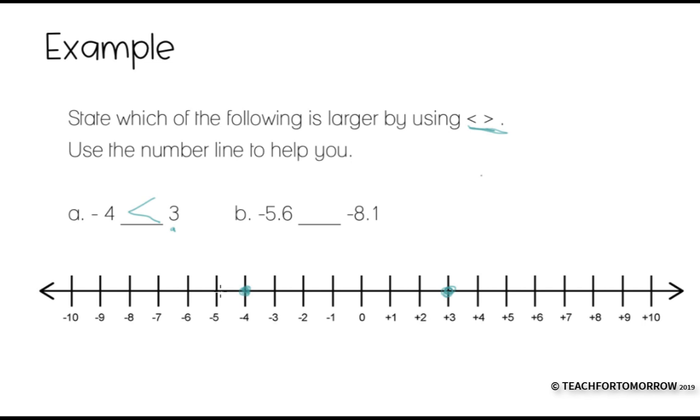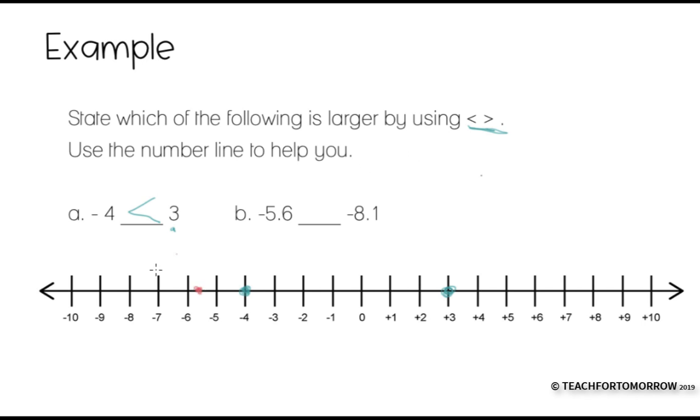So -5.6 is going to be between -5 and -6. So here's -5 and here's -6. It's a bit more than halfway between them. So we're going to put it just about there, a little bit there.